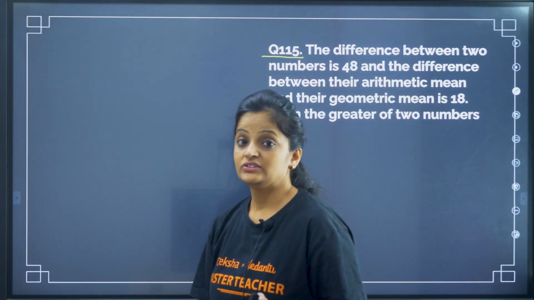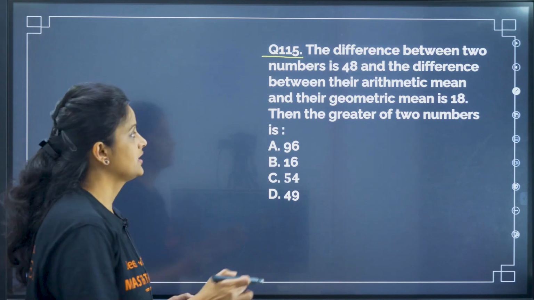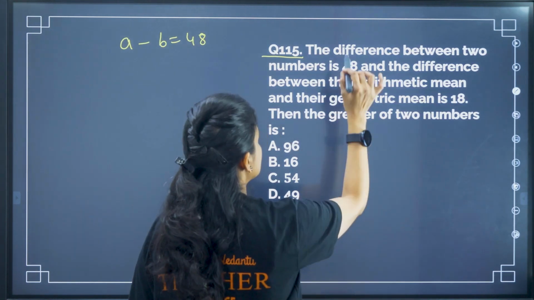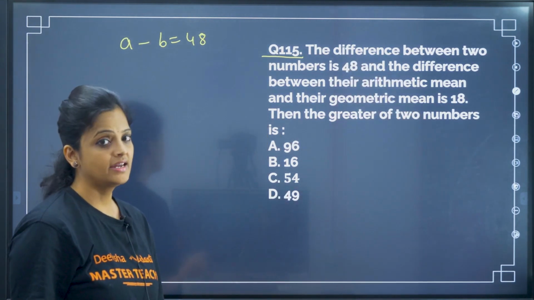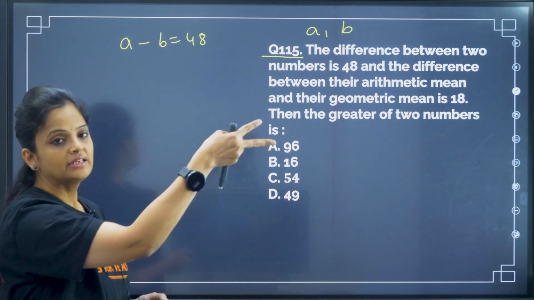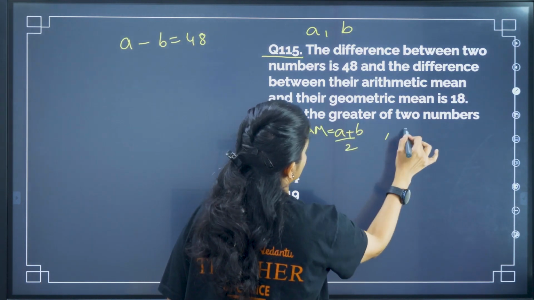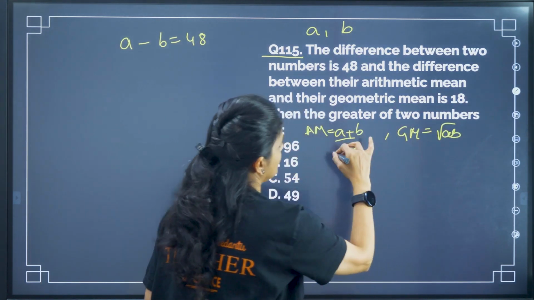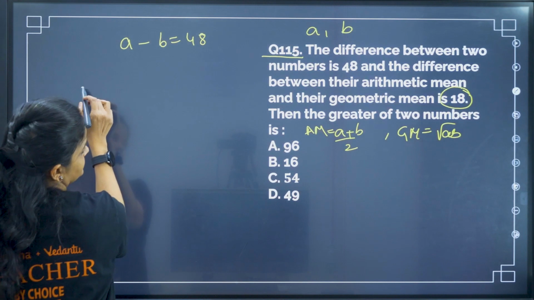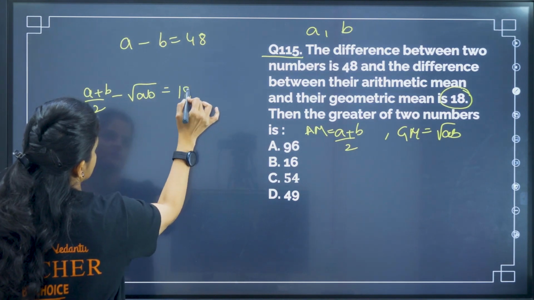115th question. Read the question. Take the data properly. Difference between two numbers is 48. Take two numbers, the difference will be 48. And the difference between their arithmetic mean and their geometric mean is 18. So I have taken two numbers A and B. Their arithmetic mean will be A plus B by 2. Their geometric mean will be root of AB. Now the difference of this is given as 18. So A plus B by 2 minus root AB is 18.